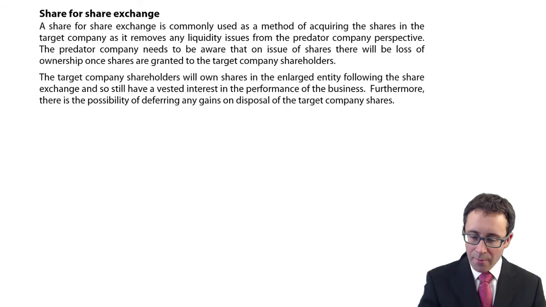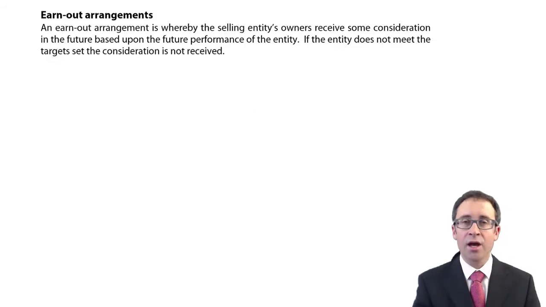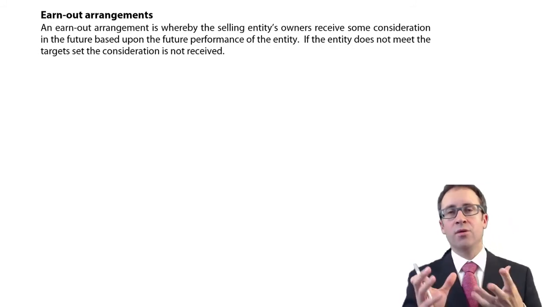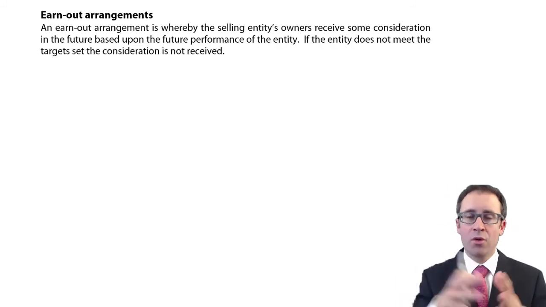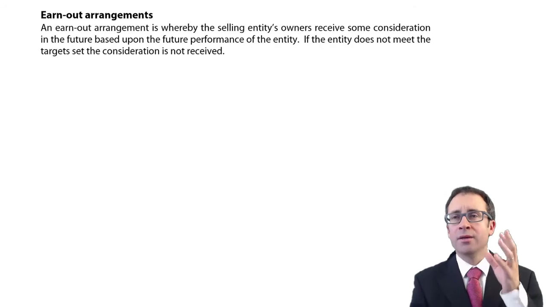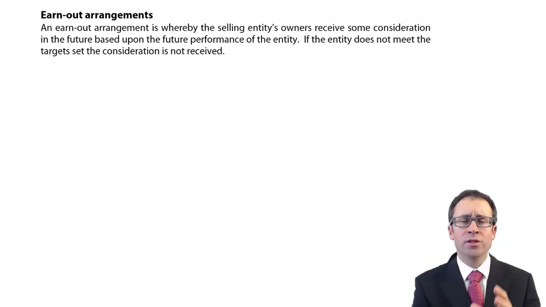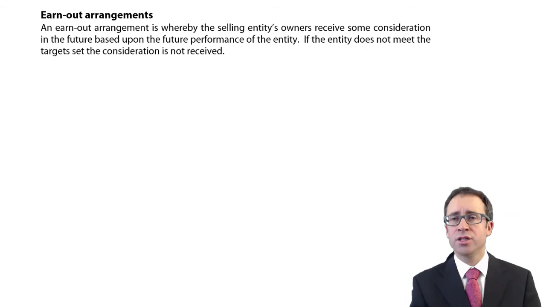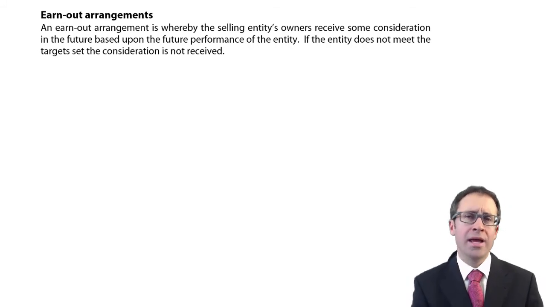And then you've got your earn-out arrangements. An earn-out arrangement is contingent consideration whereby you will either pay more cash or issue more shares depending on the future performance of the target company. If the target company performs well over a period of time, then you will either issue more shares to the target shareholders or pay them more cash.